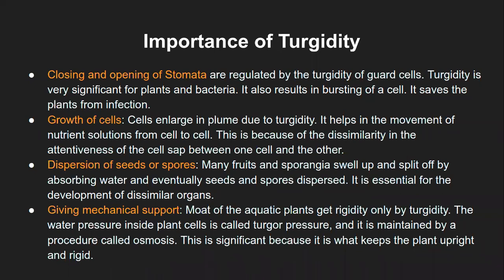Usually what happens is when the seeds are formed, they fall at the same place. But because of this particular phenomenon of turgidity, the swelling up of the fruits and then bursting, they spread across. So this is one of the important phenomena due to turgidity. And I guess we will see this one and then we will stop. The next importance we will see in the next classes.